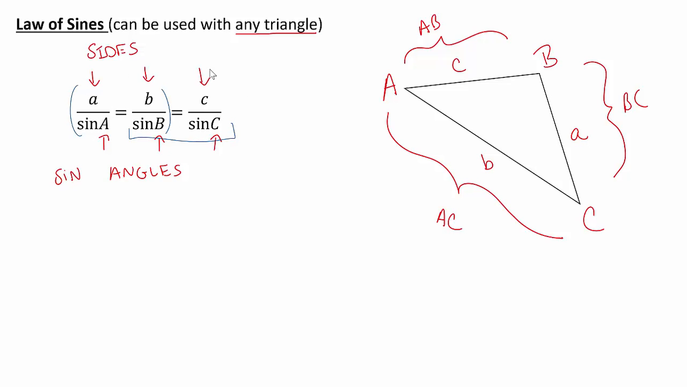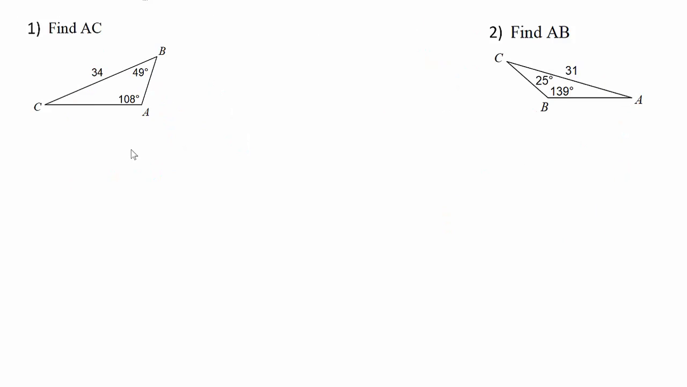So this is just a rough formula to make sure that you know which angle goes with which side, but you can use any combination. Side is always on the top, sine is on the bottom, and they have to be corresponding. So side A, sine of angle A. Side B, sine of angle B. Side C, sine of angle C. Okay, so now we're going to look at an example.